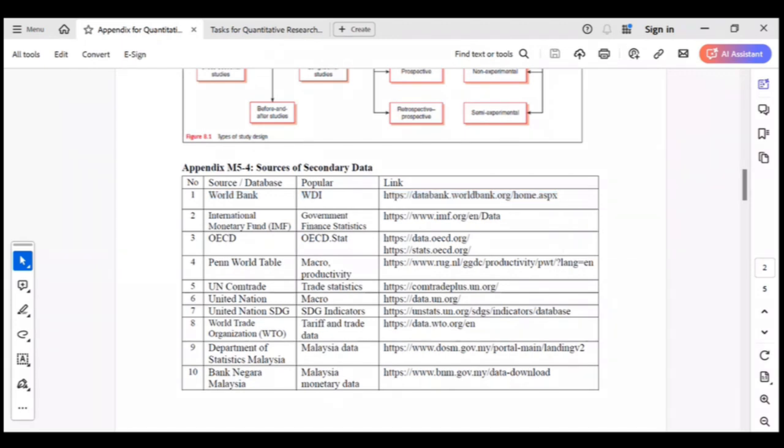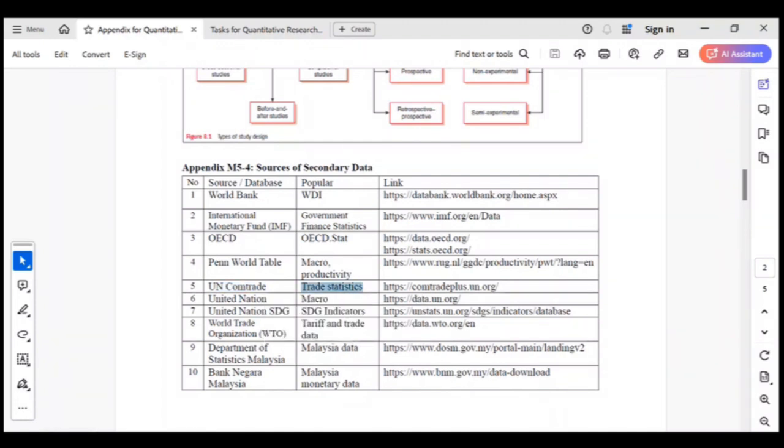I think most of us actually use the World Bank, or the International Monetary Fund if you deal more with government finance statistics, right? OECD is very limited, only the OECD countries. Penn World Table is a little bit not so user friendly compared to the World Bank, but sometimes you can also find data there. One of the good things is that last time they were the only one to have the total factor productivity. UN Comtrade, many of us were not aware of this one.